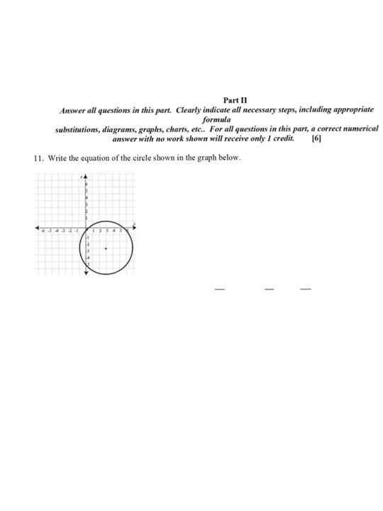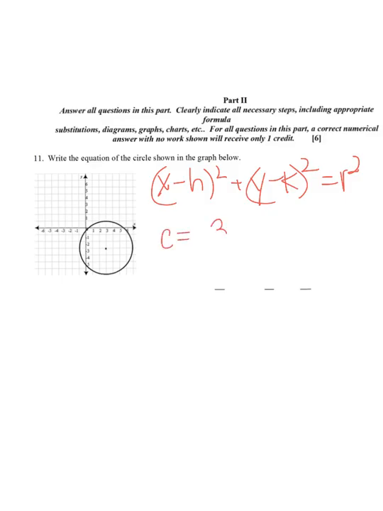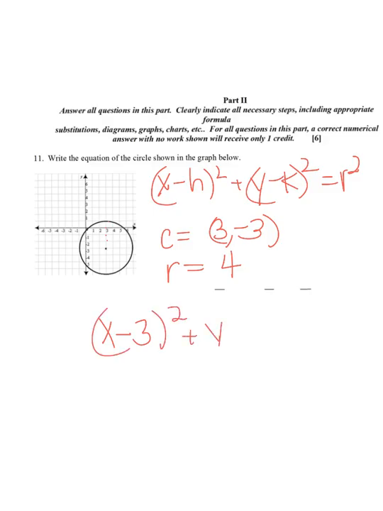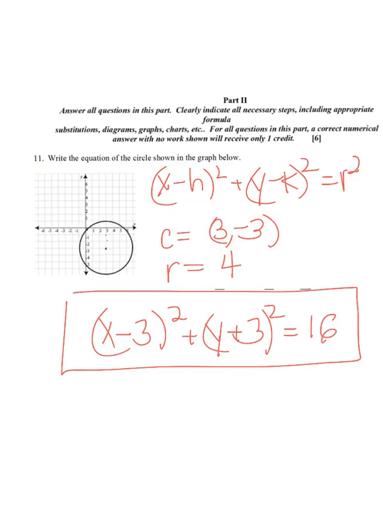Part 2, these are 2-point questions. There are 3 of them on the test. So we're given a picture or a graph of a circle, and now we want to write the equation of the circle in standard form. So we know the equation in standard form is (x minus h) squared plus (y minus k) squared is equal to radius squared. And since I know that the center is (3, negative 3), and the radius to be 1, 2, 3, 4, I can put it into standard form. So (x minus 3) squared plus (y plus 3) squared is equal to 4 squared, which is 16. So that's the equation for this given circle.